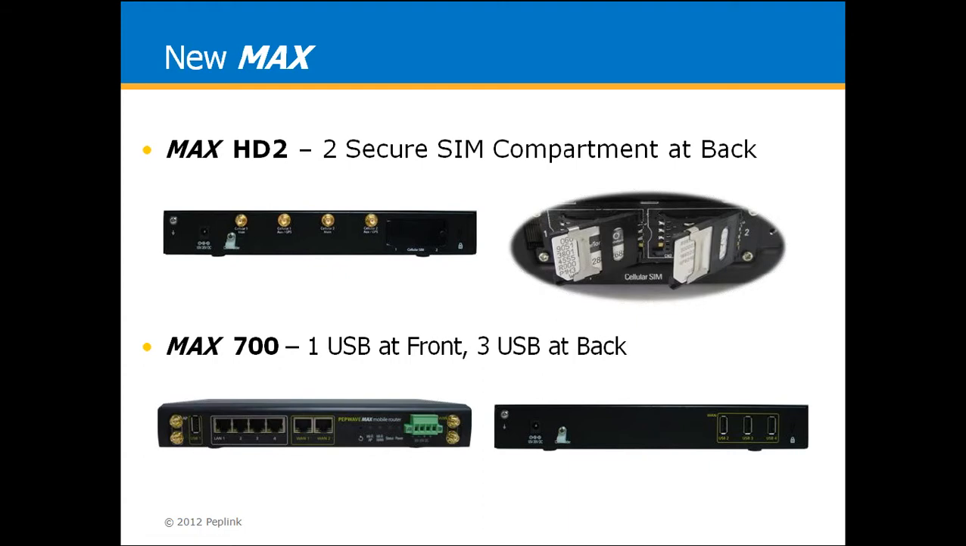The Max HD2, because it does support GSM/HSPA networks, there's 2 SIM slots on the back for use with those networks. There's a picture of the Max 700 showing 1 USB port on the front and 3 USB ports on the back. And of course, on the HD2, there's antenna ports built in to support both the cellular modems. For use on CDMA networks, you simply just go into the GUI and select either Sprint or Verizon. For use with GSM networks, you just select HSPA and then pop your SIM in. It's as easy as that.